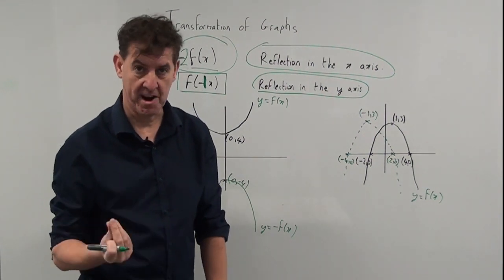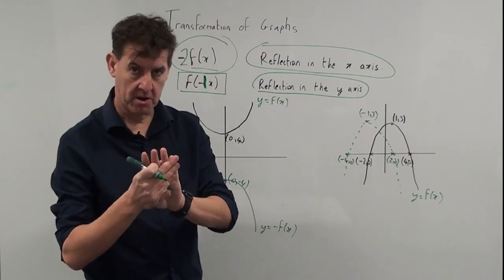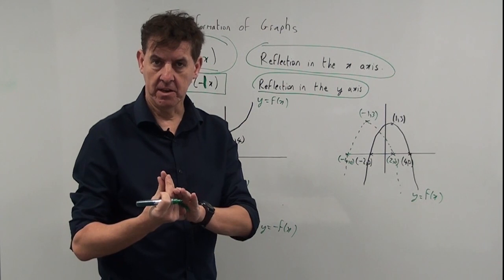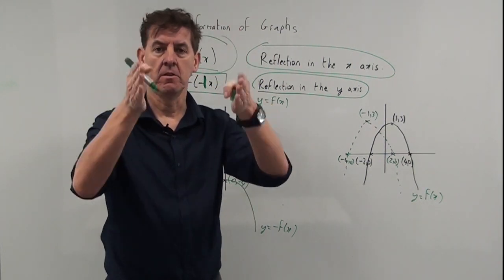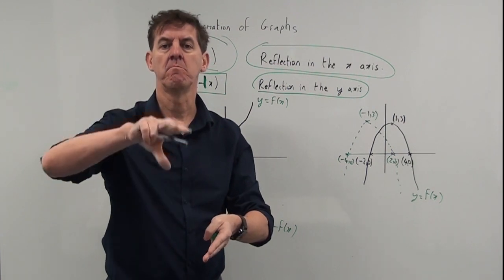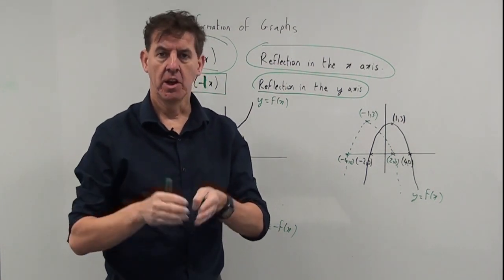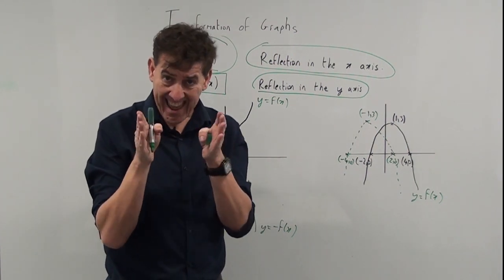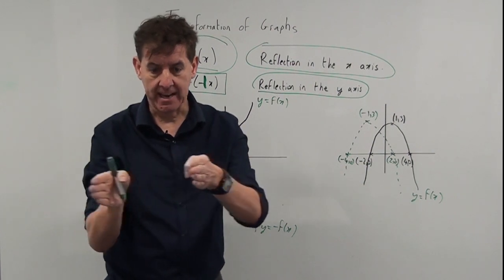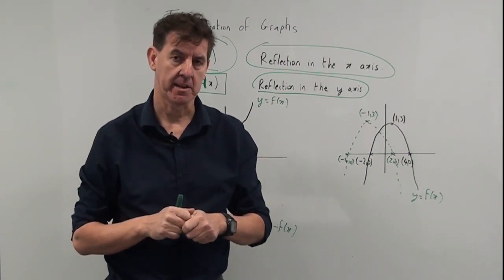Okay, so to summarize, four transformations that we need to know about. We've got the translations, in other words, shifting up and down. What shifts it up and down? Well, we've got an add or take away number, not within the bracket, on the outside of the function. If we've got an add or take away number inside the function, that's when we're translating along the x-axis. Remember, it goes in the opposite way to what you expect.